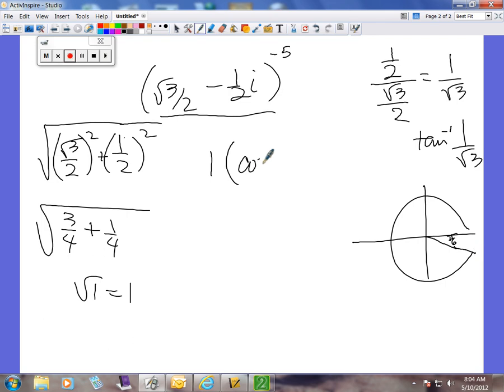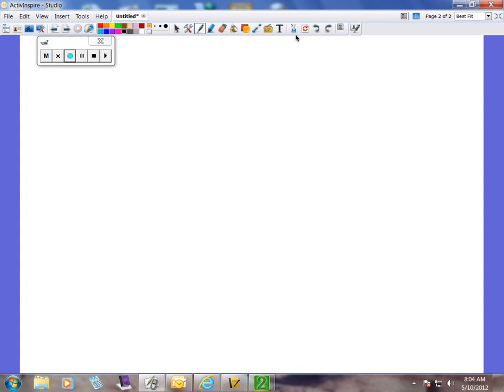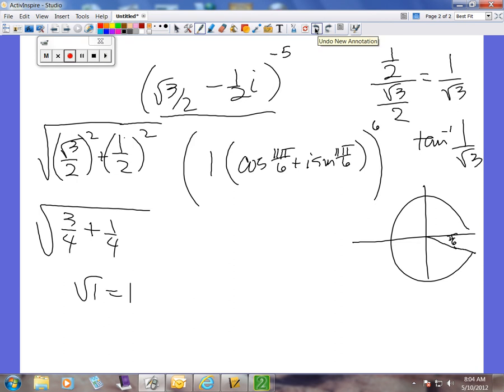So in here we'll have cosine of 11 pi over 6 plus i sine 11 pi over 6, and all of this is raised to the, oh, sorry, negative, I'm thinking, what did I just do? Okay. Negative 5. Now, what did we do with the exponent on the last problem? So we can now take this to the negative 5th power.